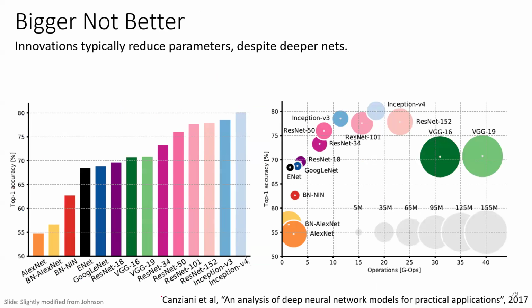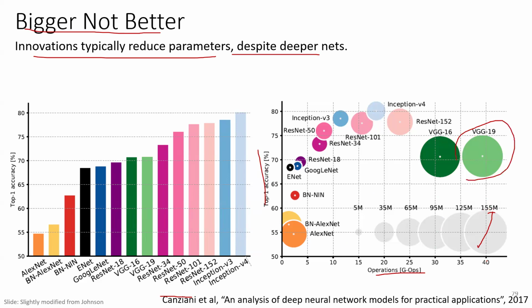So from this work, he published to show that bigger is not always better. Innovations typically reduce the parameters despite the deeper networks. That means you have to think and design these networks. For example, if you take the gigaflops and the top one accuracy, this circle size shows the total number of parameters. You can see VGG19 is massive, right? A massive number of parameters, 40 gigaflops, but it achieved only 70% top one accuracy.